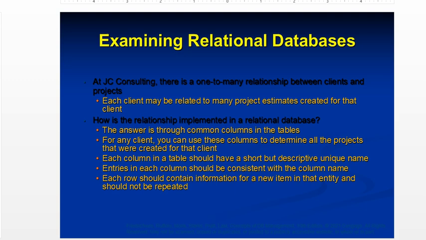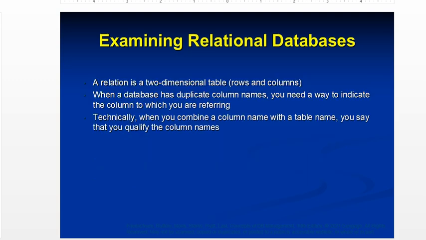Each column in the table should have a short but descriptive unique name. Entries in each column should be consistent with the column name, and each row should contain info for a new item in that entity and should not be repeated. A relation is a two-dimensional table, with rows and columns. When a database has duplicate column names, you need a way to indicate the column to which you are referring. So if you have similar names, how do you refer to them?